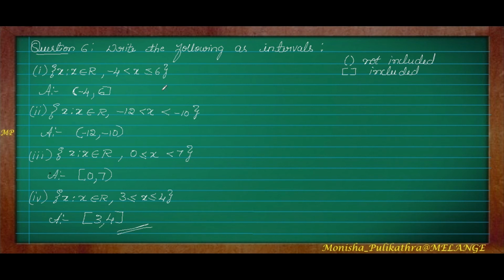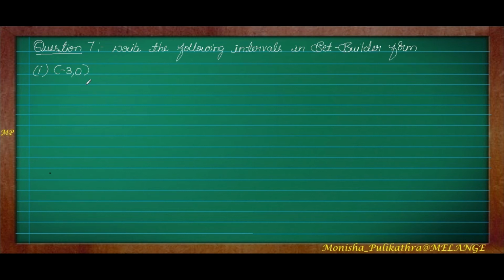I hope you understood this. If it is not included, you have to use the round bracket. If it is included, we have to write the square bracket. That's it. It is a simple one. Let us move on to question number 7. So moving on to the 7th question.